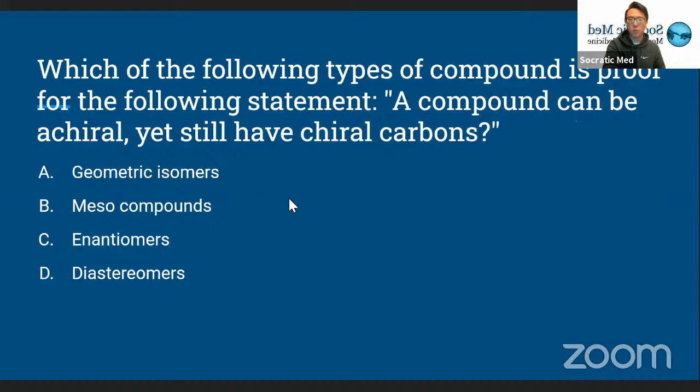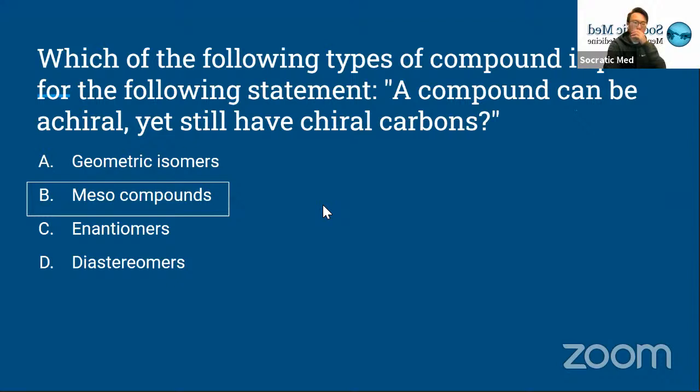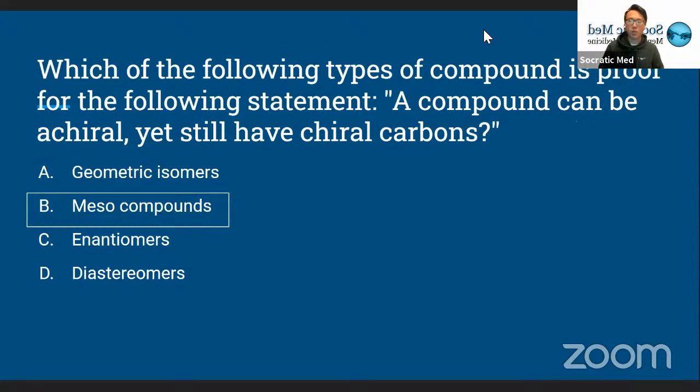Most people clicked choice B, and that's the correct answer. Meso compounds have chiral centers, but the whole molecule as a whole is considered achiral because it has that internal plane of symmetry, which makes it achiral as a whole. Anyone have any confusion on this question?